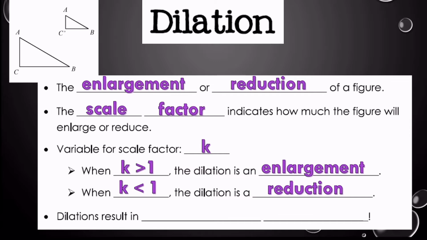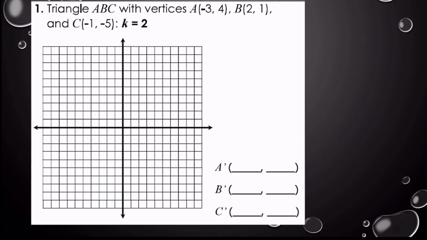But dilations result in similar figures, and that's important to understand. Our shape is not going to be the same size. So I would write in: dilation results in a different size. It's the same shape, but a different size. That's what makes it similar. So let's go take a look. If you notice here, we have a scale factor of 2. It says k equals 2.